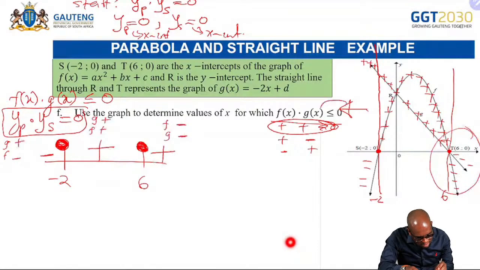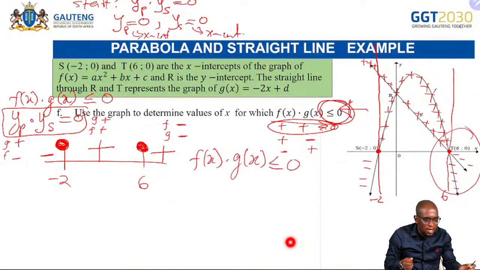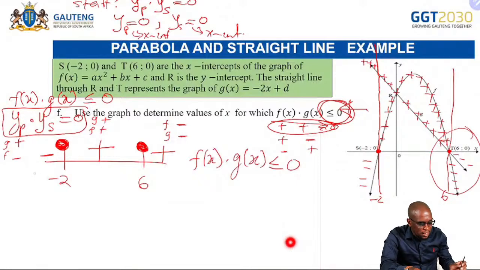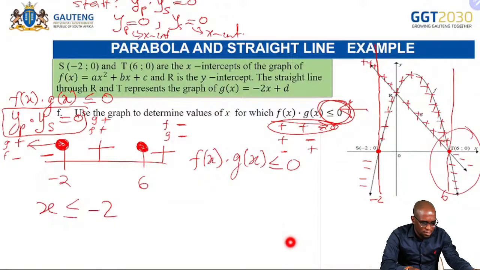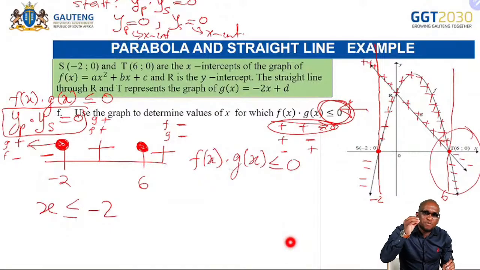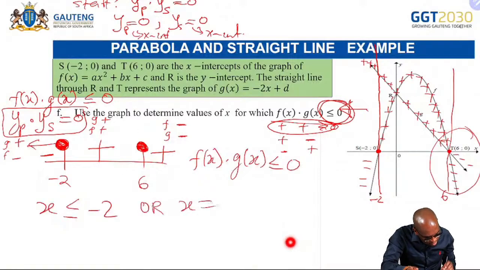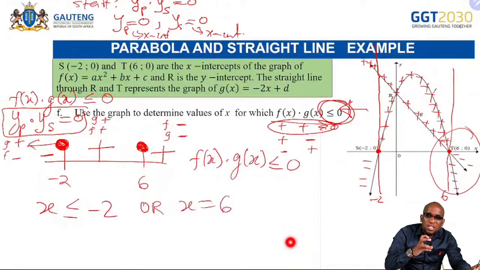Now the answer that they are looking for is f of x times g of x is less than or equals to 0. So they want where the one is above and the other is below. That would occur when x is less than or equals to -2. But remember, they said the product is less than or equals to 0, so x is equals to 6 is also part of the solution. Remember, the points are included.